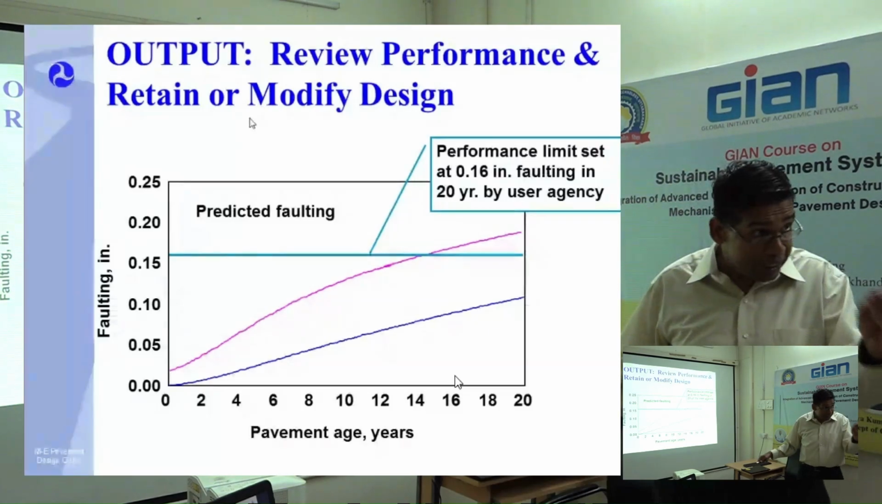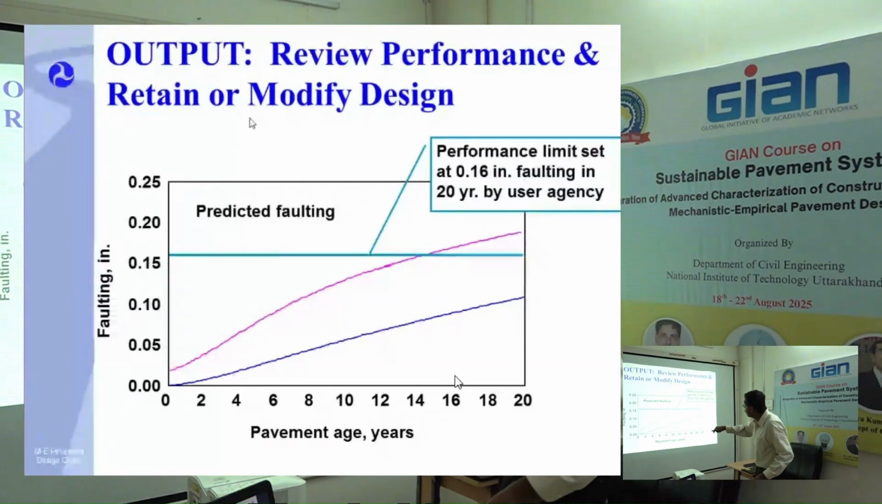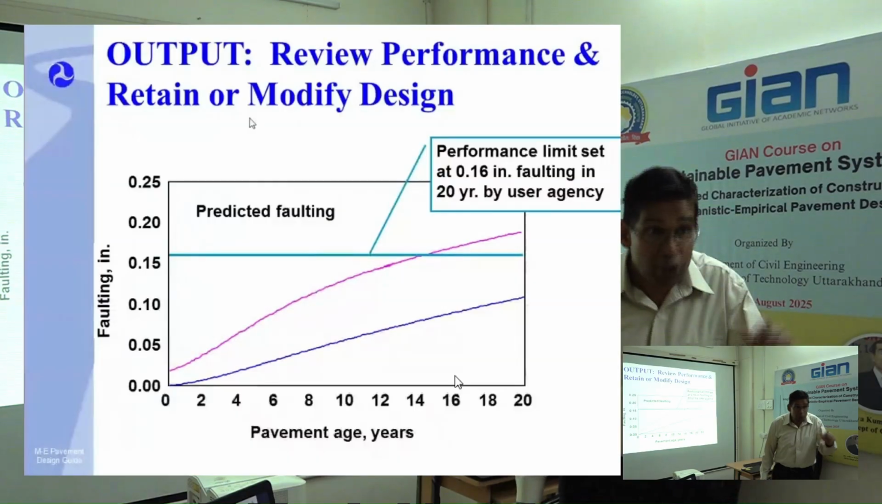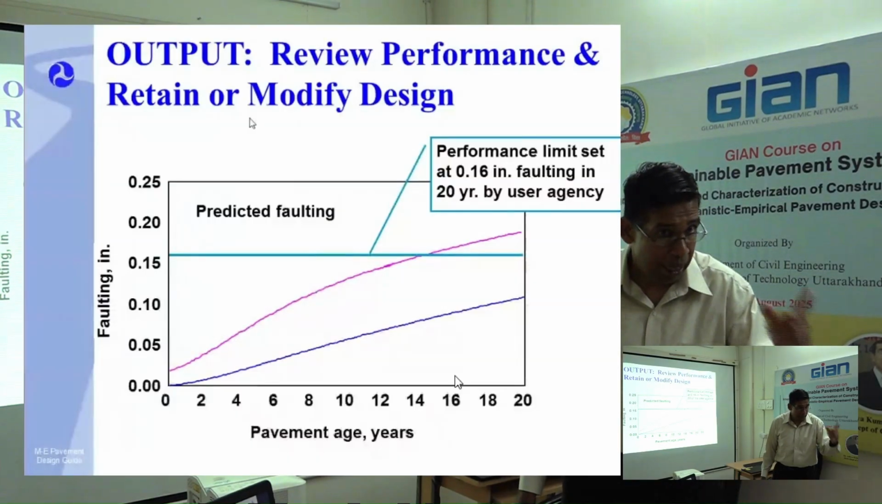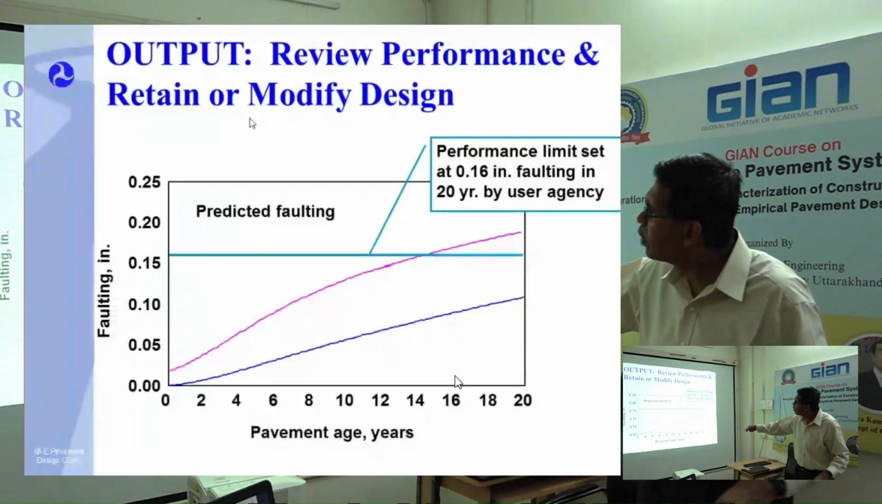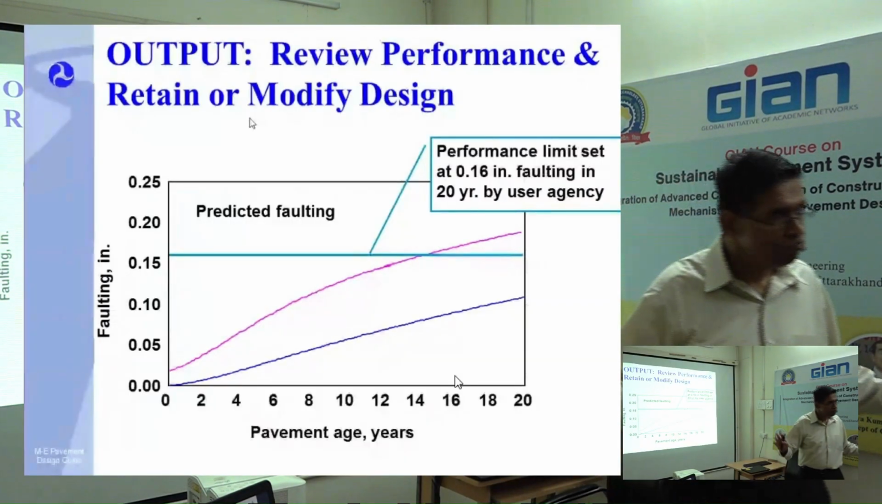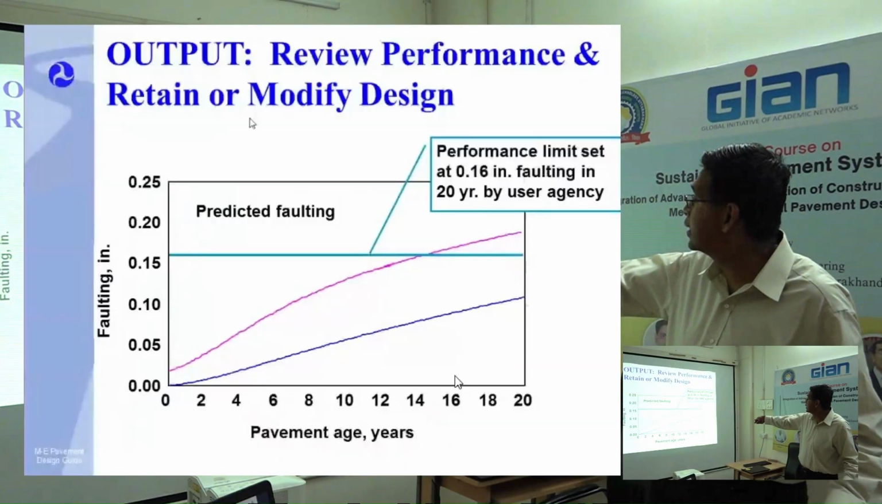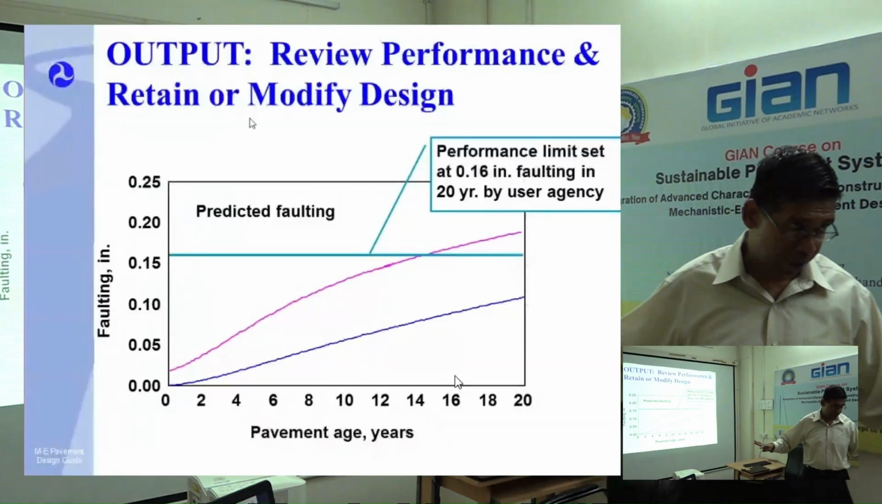That means what it is telling you is that if I only take 10% risk, this pavement will fail in 14 years. That means you will have to make it thicker. I will repeat, this is 50% risk, and at 50% risk, this pavement is fine. It did not reach 0.16 in 20 years, my structure is fine.